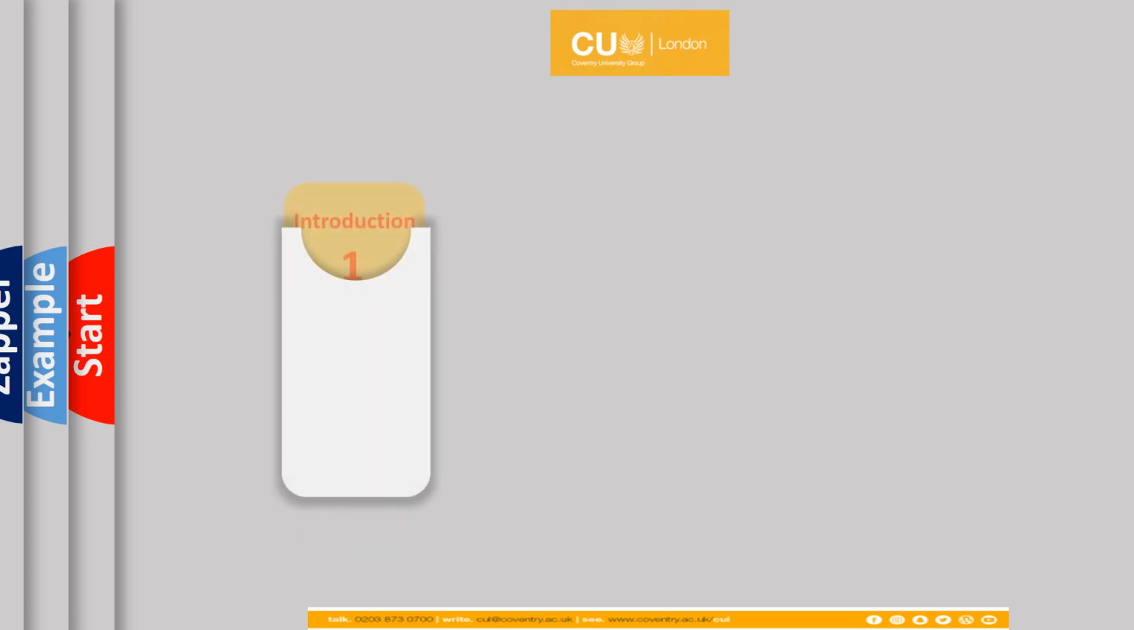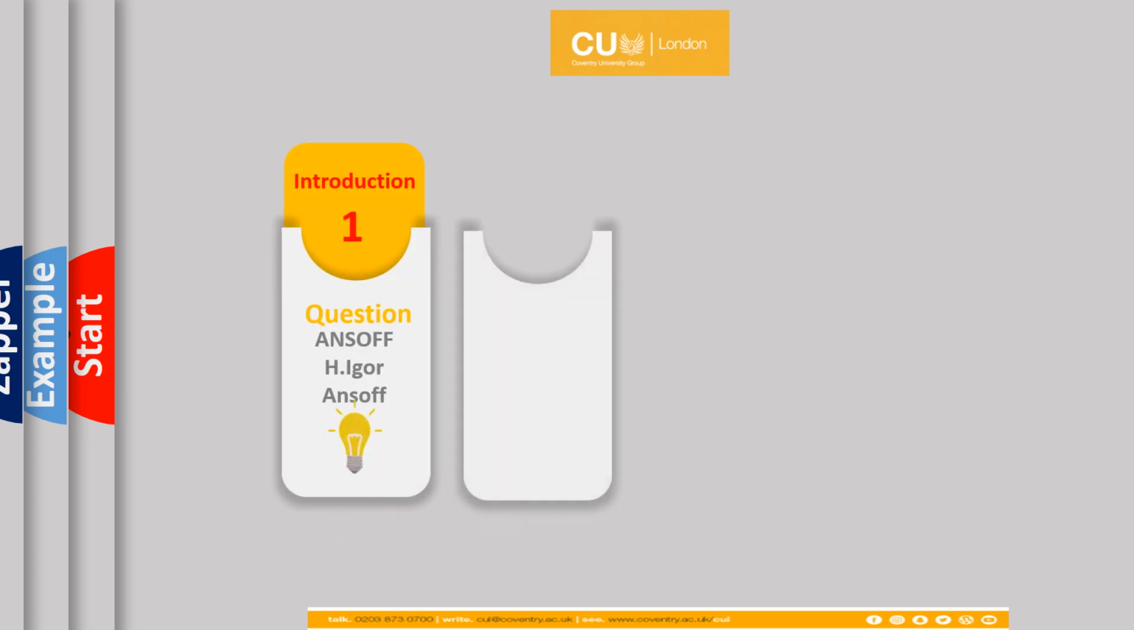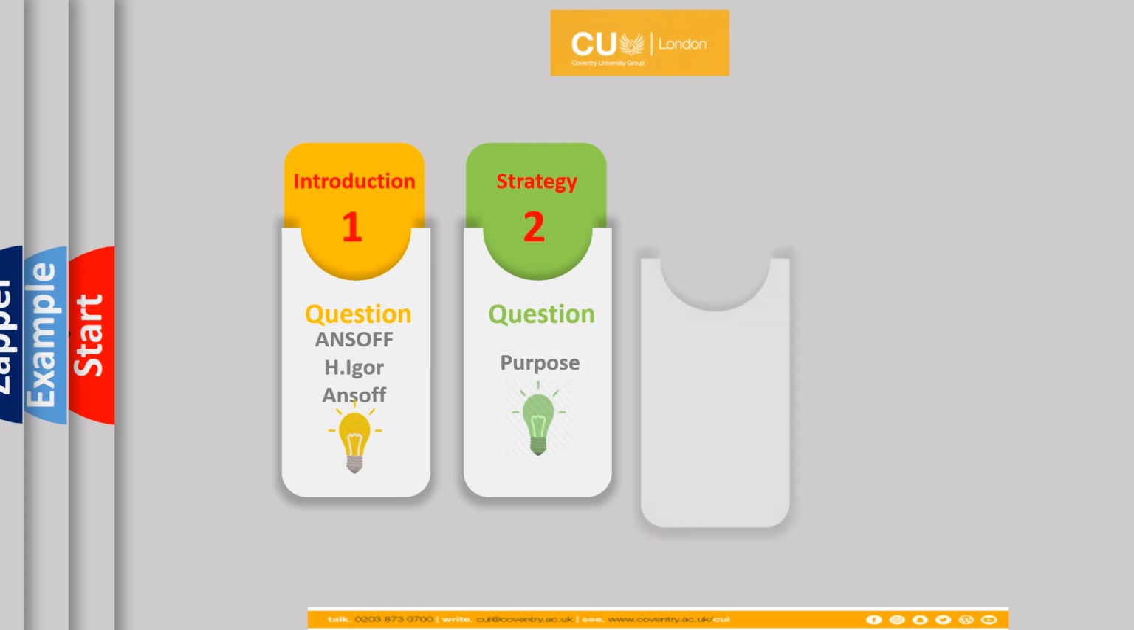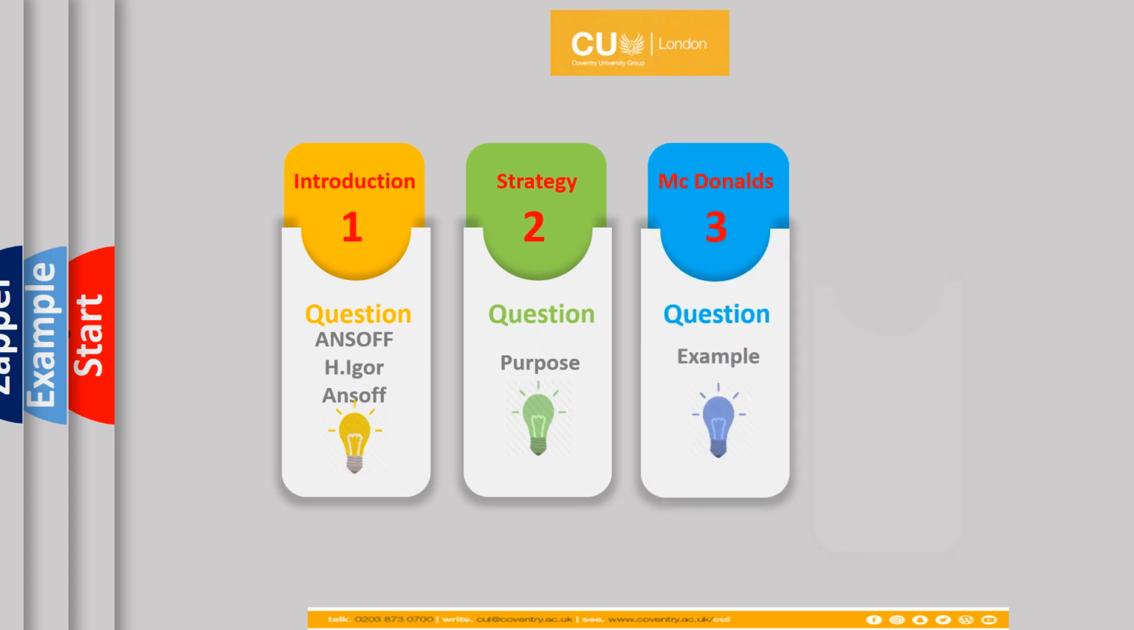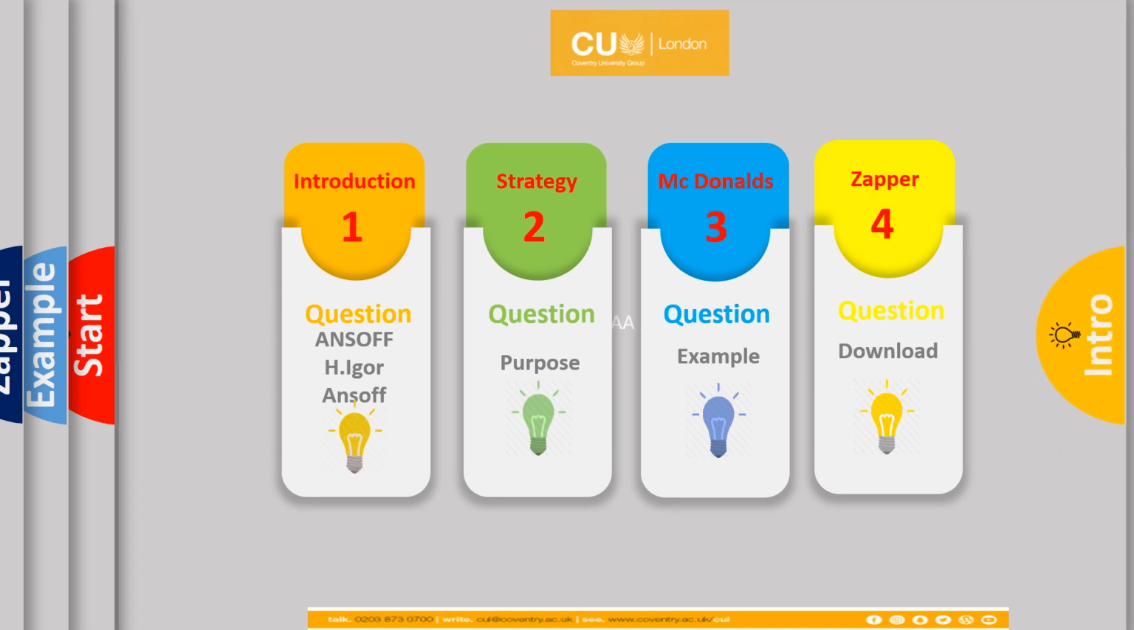And today we're going to be looking at the Ansoff model. The Ansoff model was first invented or created by Igor Ansoff. We're going to look at the purpose of it, where it fits in, and why he created this. We're going to use the example of Tesco's, and if you haven't already, we want you to download the Zapper app.